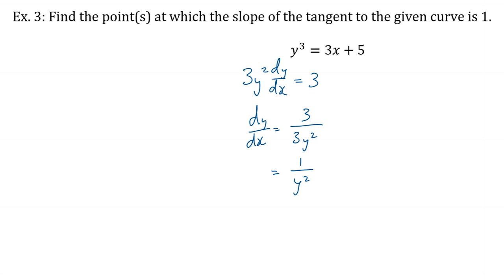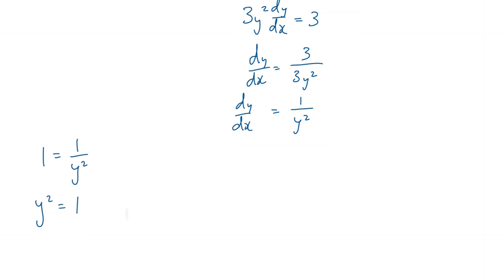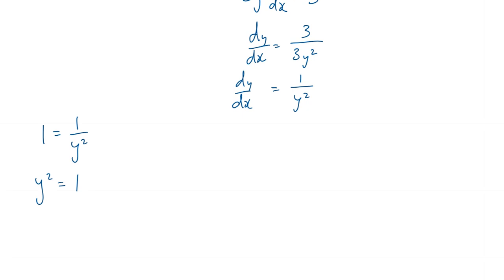What would be our next step? Okay, so I'm going to come over here and do it. So 1 equals 1 over y squared. I'm going to move the y squared over first, and then I'm going to square root it, is what you mean. Very good. So y is plus minus 1. So we've got 2 answers to this.